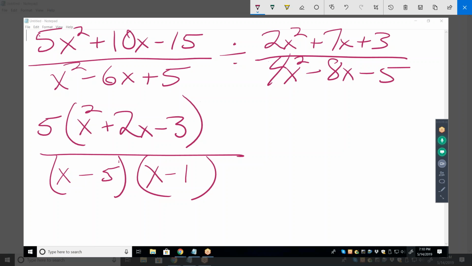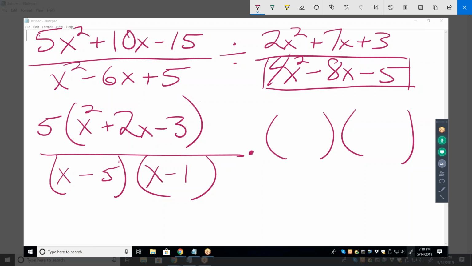Okay? Now, before we do the next part, let's change it to a multiplication problem. Factor the top, which I mean factor this one right there, because that's the top. Once I change it to a multiplication problem, this denominator goes in the numerator. So factor that.